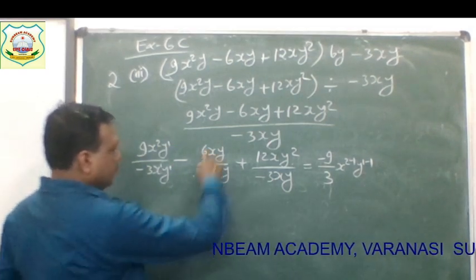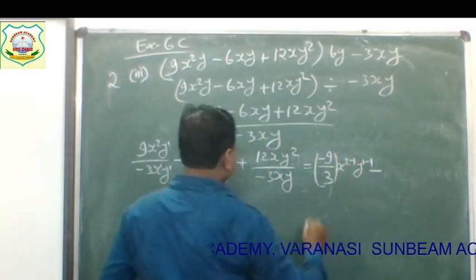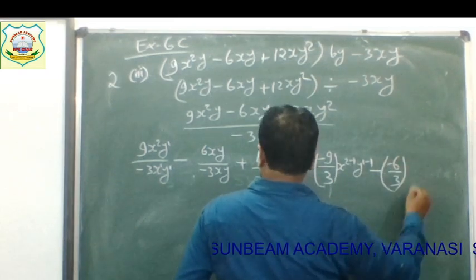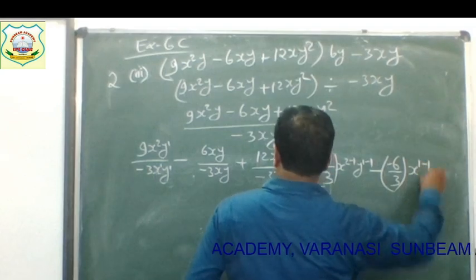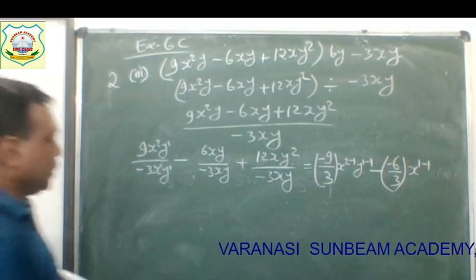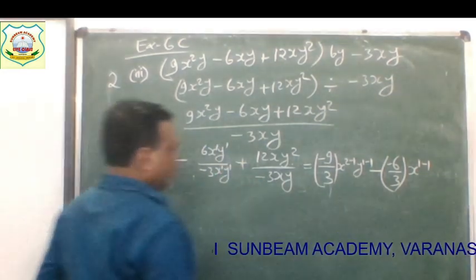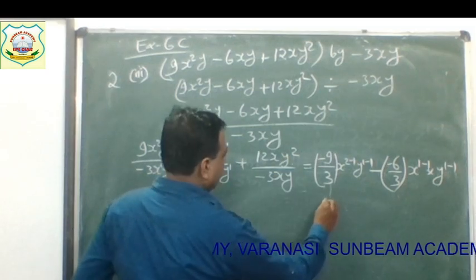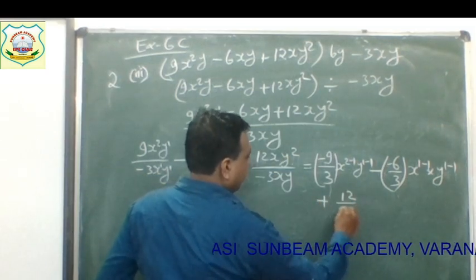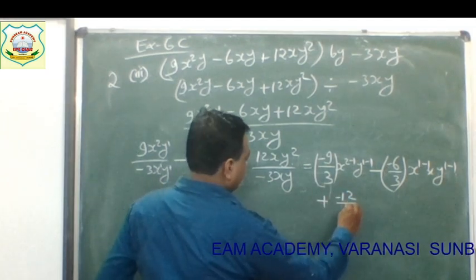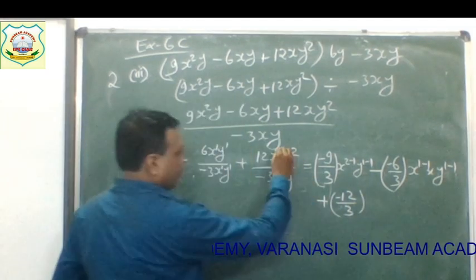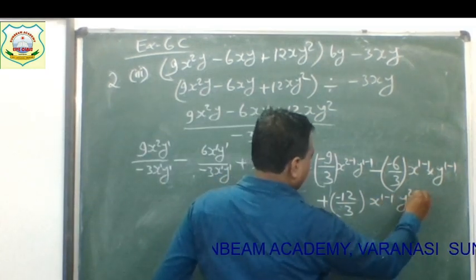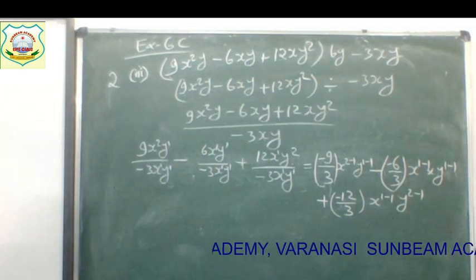This way. And here similarly, minus 6 upon minus 3, and x 1 minus 1, and y both having the power 1, so y 1 minus 1. Then 12xy square, 12 upon minus 3 will come above, then x power 1, y power 1, then x power 1 minus 1 and y power 2 minus 1. This way. Again I am telling you, students.